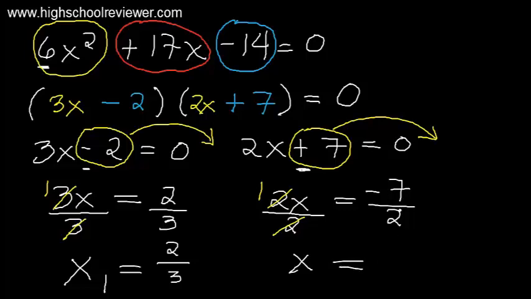And negative 7 divided by 2, so negative. We can simplify this to a mixed fraction. So this will be negative 3 and 1/2. So our x sub 2 is negative 3 and 1/2. Therefore, x sub 1 equals positive 2 over 3, and x sub 2 equals negative 3 and 1/2. These are our final answers.